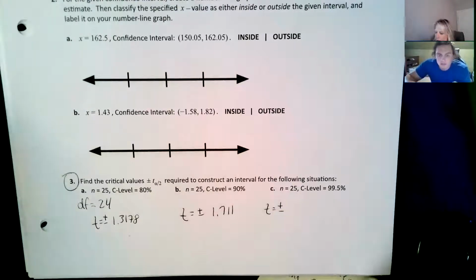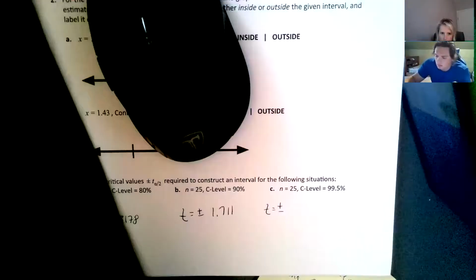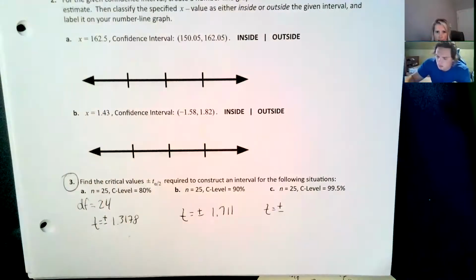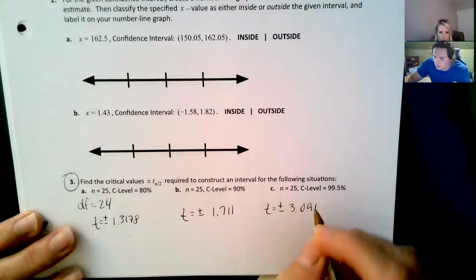And then the third one again is the same sample size, but now our confidence is 99.5%. And it's even wider yet. So plus or minus 3.091.